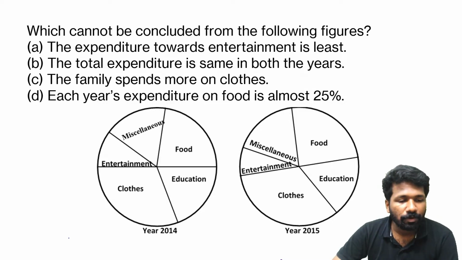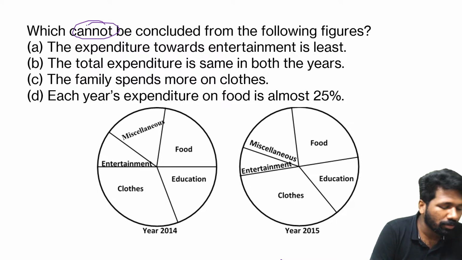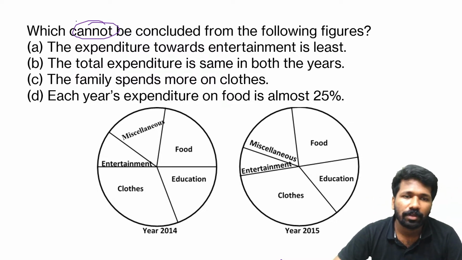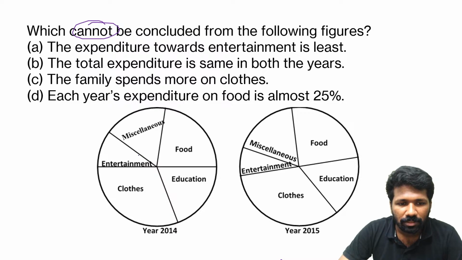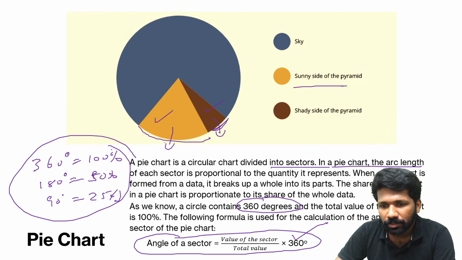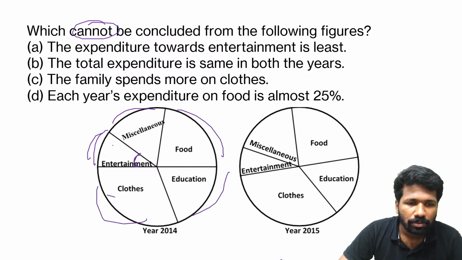Okay, so some of you got an answer. Let's see. Which cannot be concluded. The question is not asking what can be concluded, but what cannot be concluded from the following figures. Expenditure towards entertainment is least. That can be concluded because, as I told you, the arc length of each sector in the pie chart is proportional to the quantity it represents. This entertainment value is smaller than miscellaneous, food, education and clothes. So clearly entertainment is least in 2014.